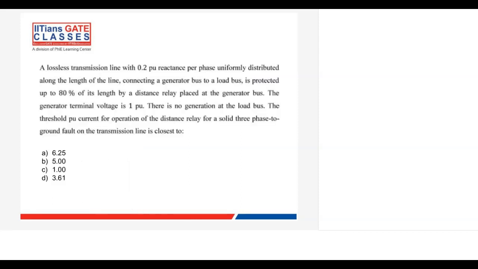Let's look at the first question. If you look at the first question, it is from the protection. What they're saying is that there is a lossless transmission line, which has reactance of 0.2 per unit per phase uniformly distributed along the line. So X transmission line is 0.2 per unit. And it says that it is connecting a generator bus and a load bus. This is the load bus and we have a generating bus.